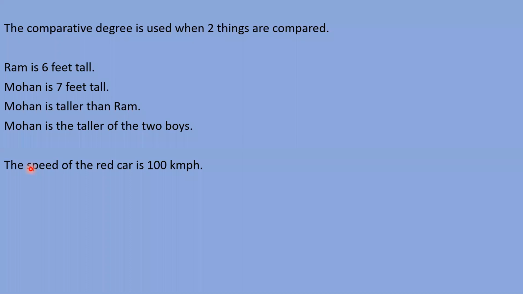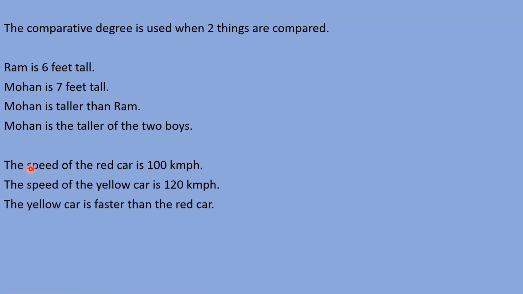Second situation, suppose the speed of the red car is 100 kilometers. You have a car and the color of that car is red, and the speed of the red car is 100 kilometers per hour. And you have another car, the yellow car. The speed of the yellow car is 120 kilometers per hour. So two cars you have. You can observe that the speed of the yellow car is 120 and the red car is 100. So you can say this sentence, the yellow car is faster than the red car.